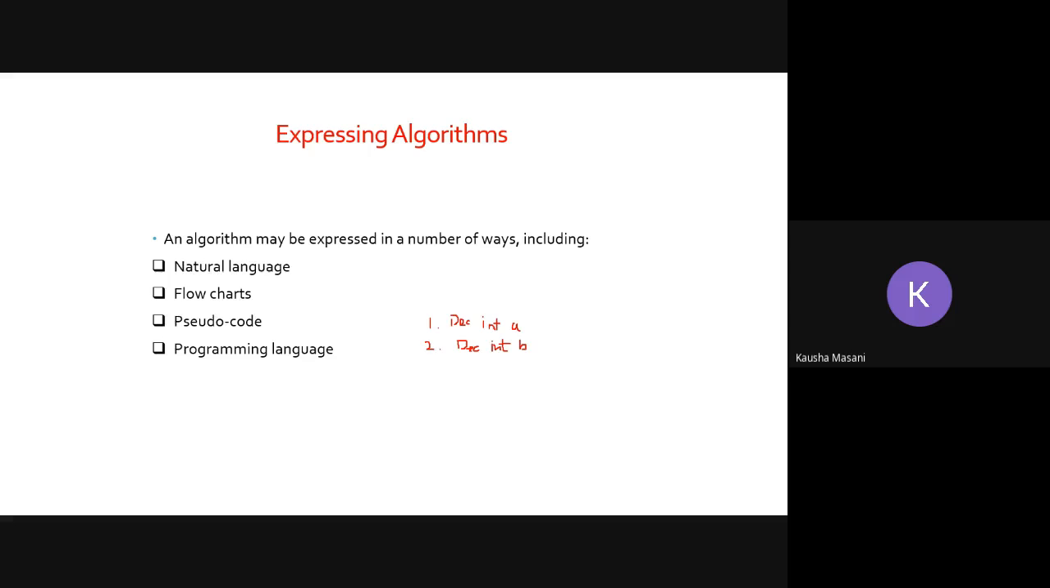In natural language, you are just writing the sentences. Declare an integer kind of variable A. Declare an integer kind of variable B. Add both A and B. So that is a natural language. And in the flowcharts, you are using your diagrams. Okay. So that is what expressing the algorithms comes up. I hope I'm clear to all and no doubts here.